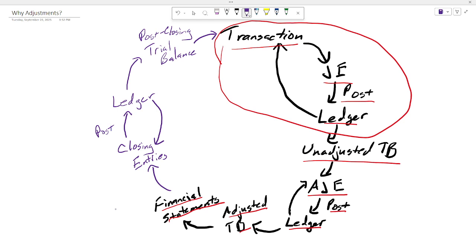Before we finish up this video, I do want to point out the patterns in the accounting cycle. Whenever we make a journal entry, we post it to the ledger. And we see that several times. We saw that in our initial regular journal entries, so to speak. We had regular journal entries, we post those to the ledger. We have adjusting journal entries, we post those to the ledger. We have closing entries, we post those to the ledger.